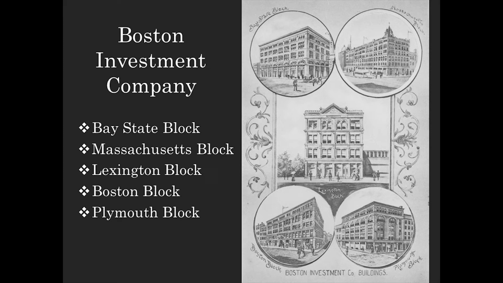Garretson to attract Eastern money to Sioux City for the development of this city. It's no surprise then that the buildings of this investment company all bear New England names, including the Bay State, Massachusetts, Lexington, Boston, and Plymouth. The image you see here is out of a small publication that was actually published before any of these buildings were designed and built. So it turns out the buildings we're going to see, though they have these names, really don't look a whole lot like their illustrations, except for the Lexington block there in the center.